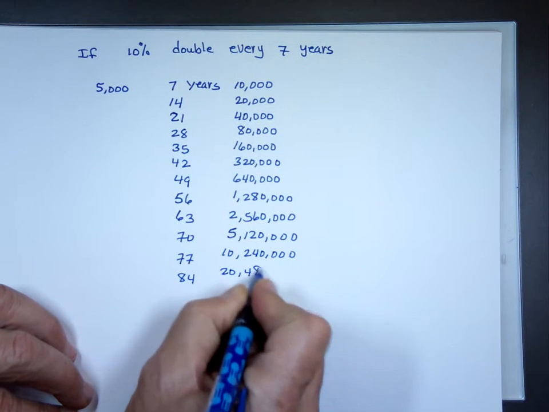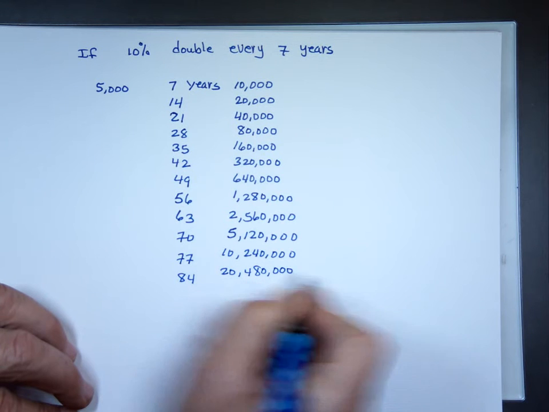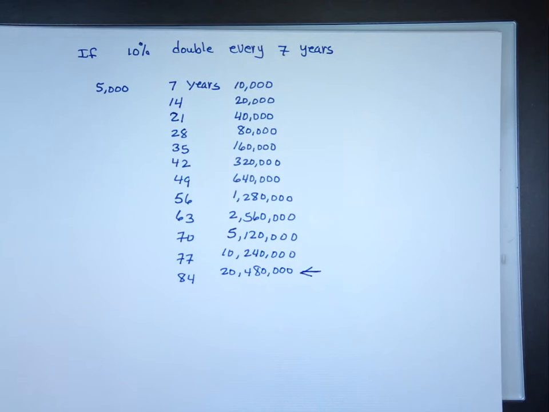20,480,000. Guaranteed now that the water Ricardo's drinking probably has some antifreeze in it, because the kids want him dead and they want that money. Like, get the hell out, Dad. You've been out here for a long time. But that's what exponential is.